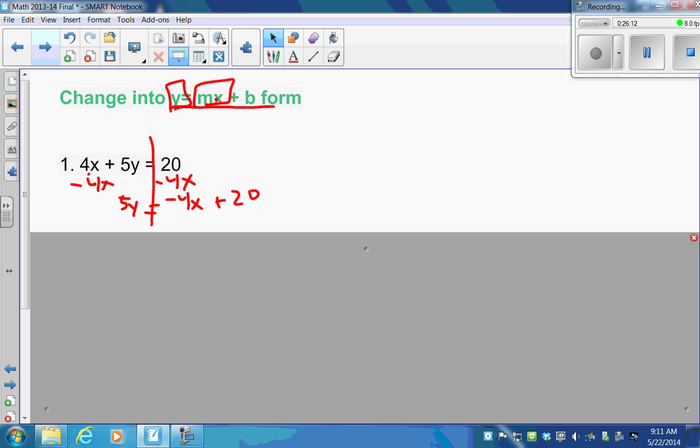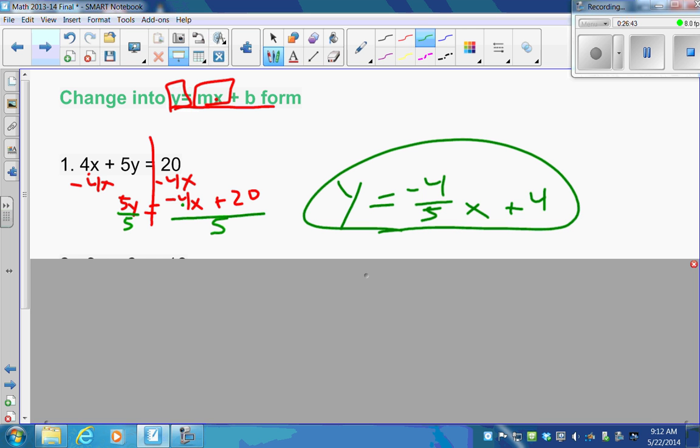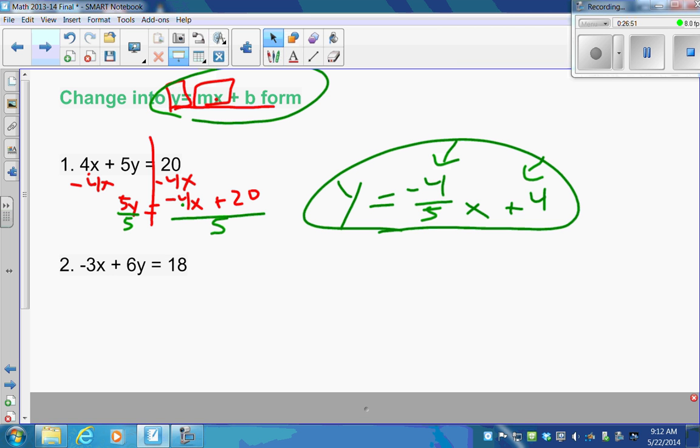I hope that didn't lose you. I just wrote the x first. The next piece is I have to get y by itself. In order to get y by itself, I have to get rid of the 5. So divide by 5. Divide the whole thing by 5. Y equals. If it does not divide equally, keep it in fraction form, please. 4 does not divide by 5 equally, so I have a negative 4/5 x. 20 divided by 5 is 4. That is my answer. I cannot reduce any further. This is my slope. This is my y-intercept, just like they wanted it. Okay? Use that as an example and try this next one, please.